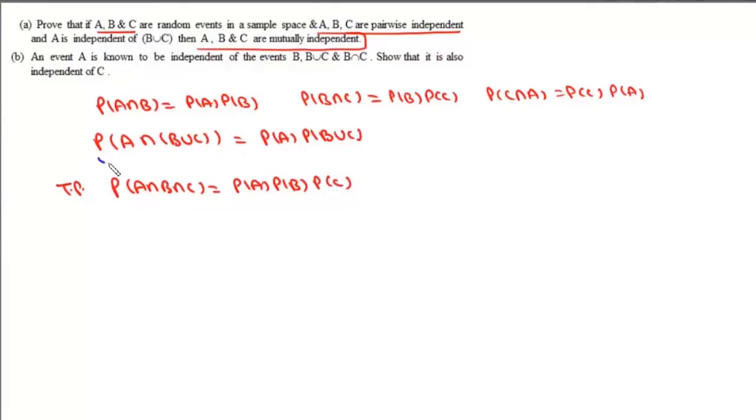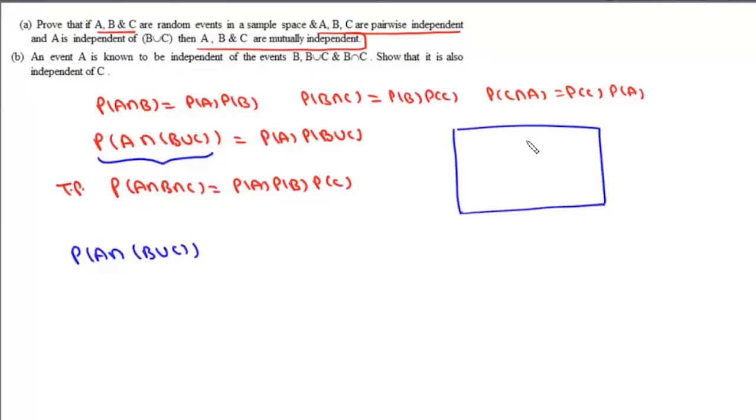Now first we look at this P(A intersection B union C). So probability of A intersection B union C. Now if we look at their Venn diagram, now suppose this is A, this is B and this is C. Now it says A intersection B union C. That means that portion of A which is common with either B or C. That means we are talking about this region.